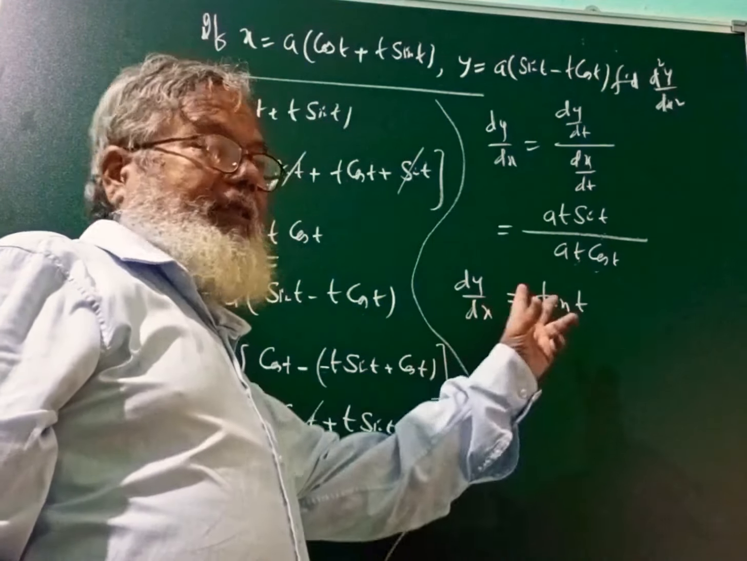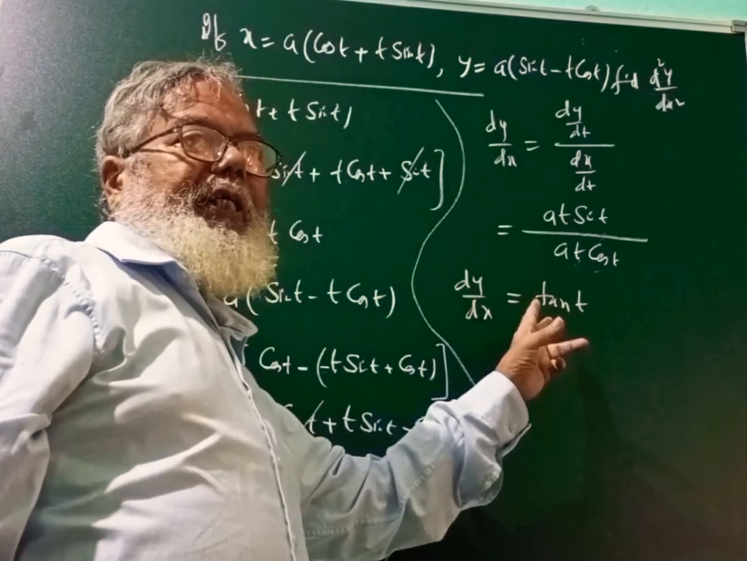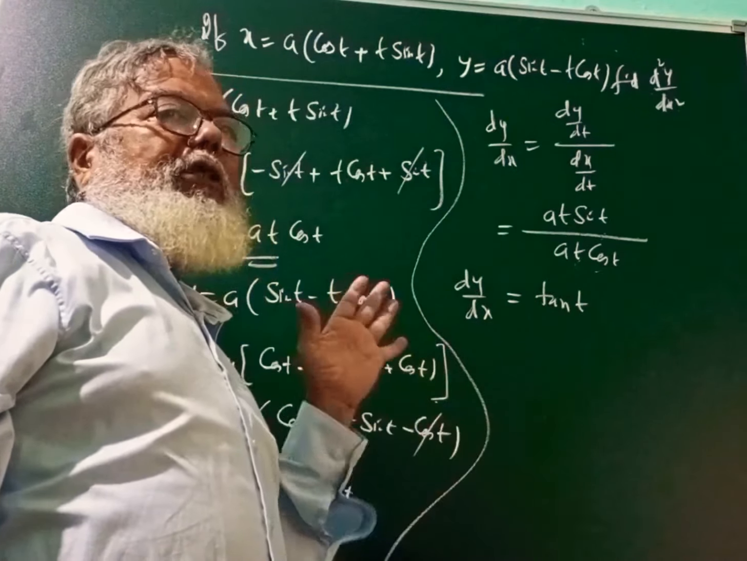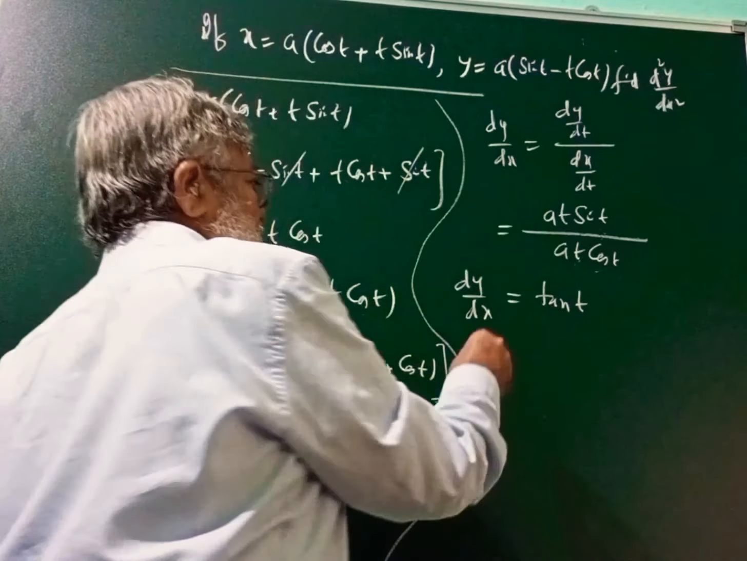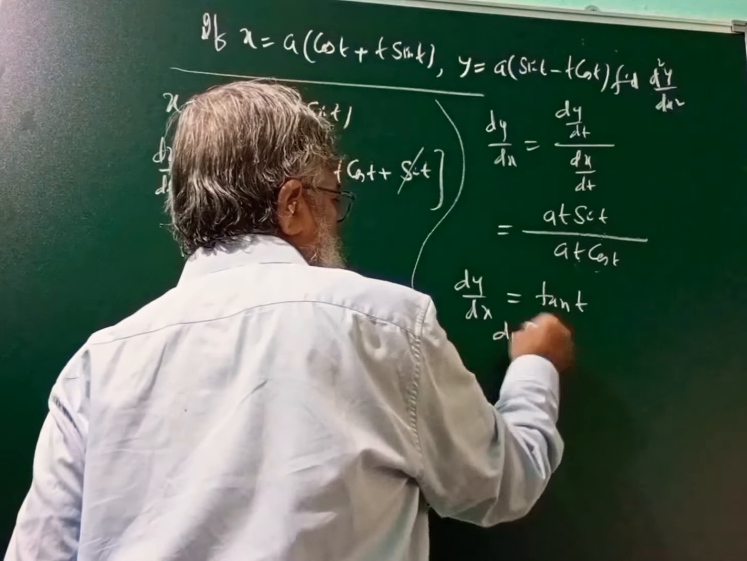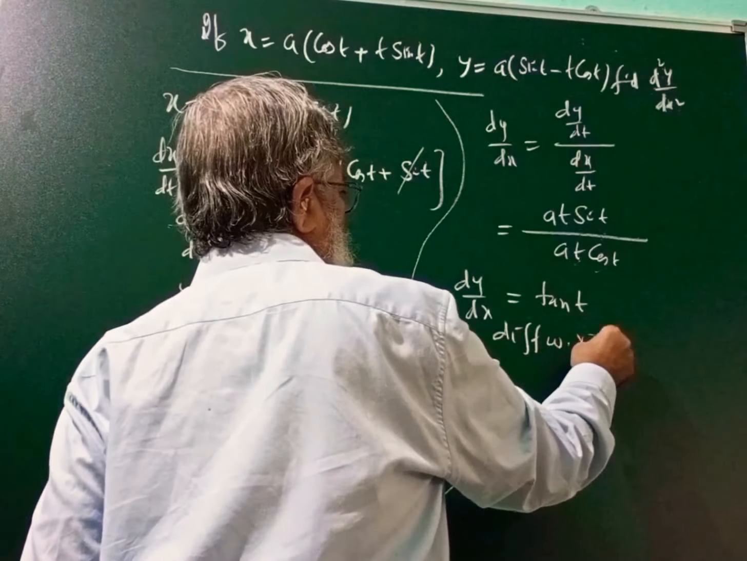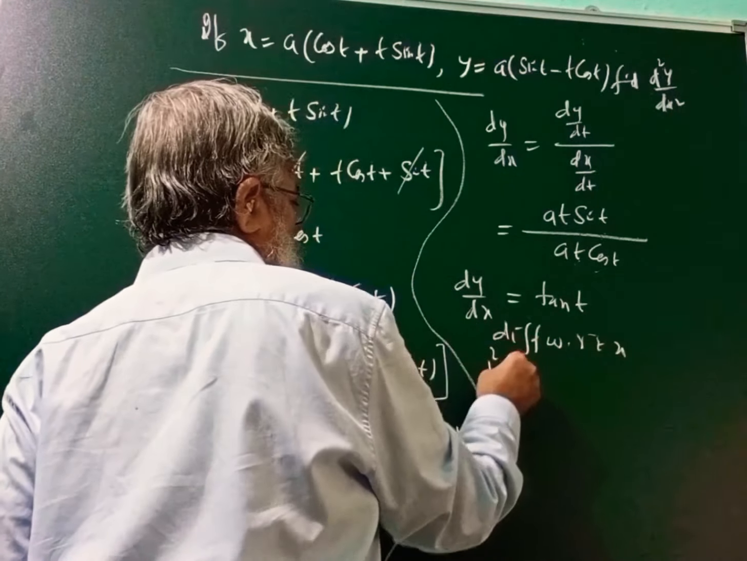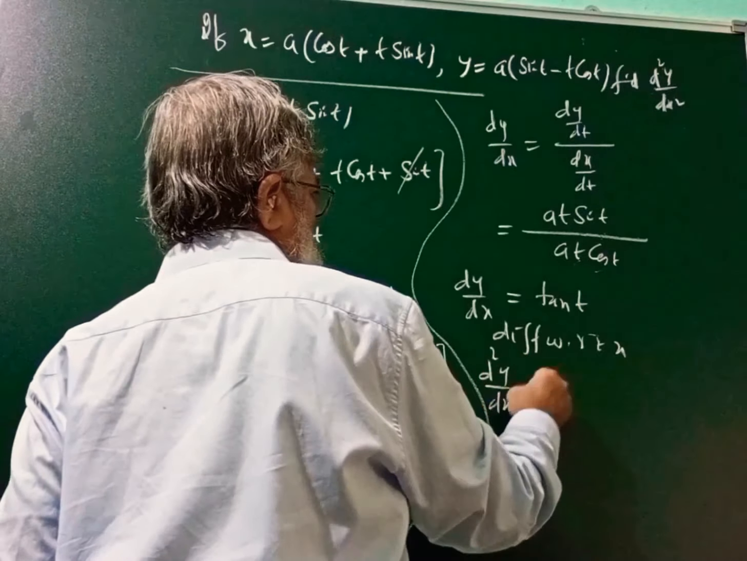Now this is tan t. It is in terms of t. We have to differentiate with respect to x. See the difference. Differentiate with respect to x. It is d square y by dx square.